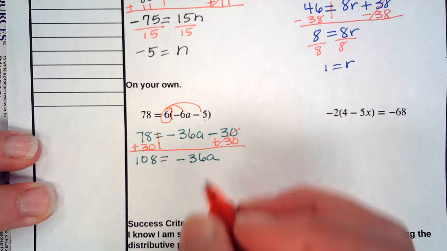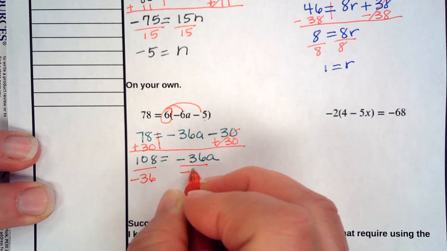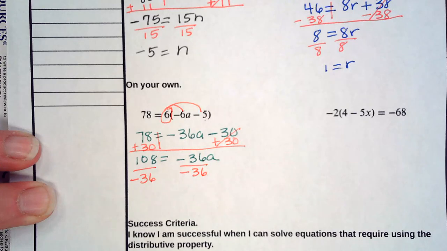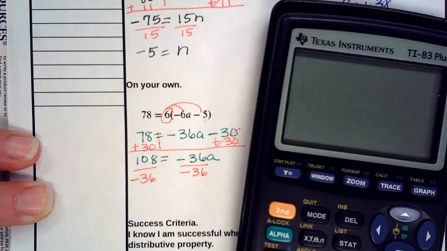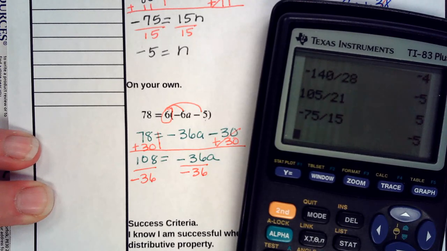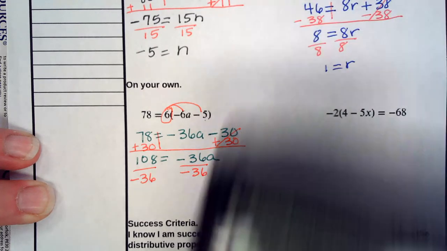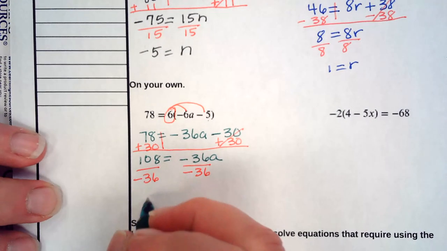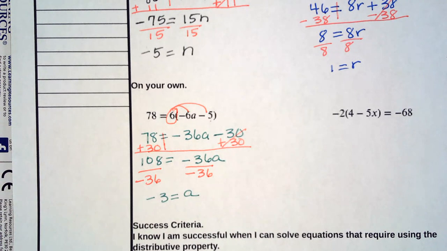The opposite of multiplying is to divide. So I divide by negative 36. 108 divided by negative 36. I get negative 3. Negative 3 is equal to a. If you haven't paused yet, please, please, please pause on the last one and try it on your own.